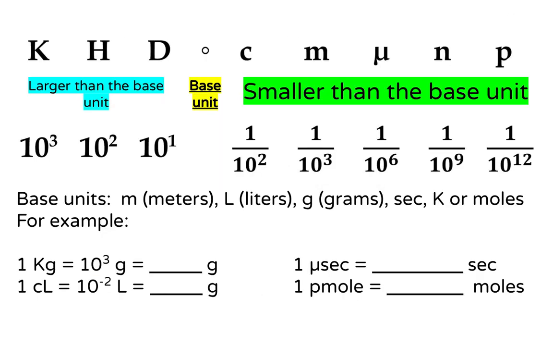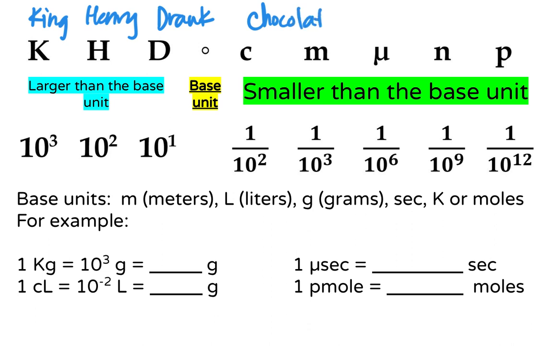A helpful way to memorize this, from what I hear, is "King Henry drank chocolate milk," to help you remember the order in which the SI prefixes come. So you have kilo, hecto, deca. Then what is missing here is deci. Then you have centi, milli, micro, nano, and pico.